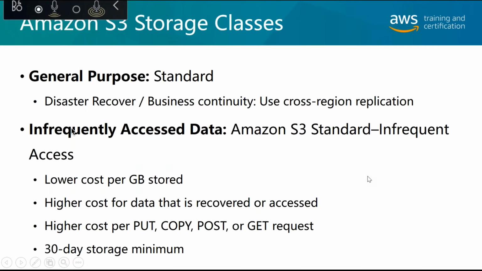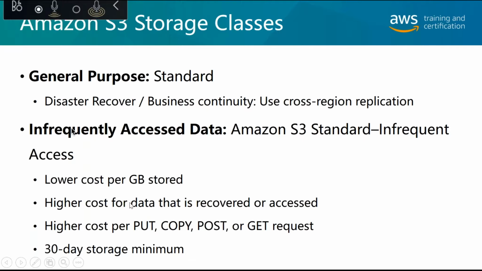Let's move on. Now, in S3, there's different types of storage classes, right? And what you can also do for disaster recovery with S3, you can enable cross-region replication. For cross-region replication, you have to have versioning enabled. And then for the S3 storage classes, you have something called infrequent access, but you also have one zone. Don't forget about the one zone.